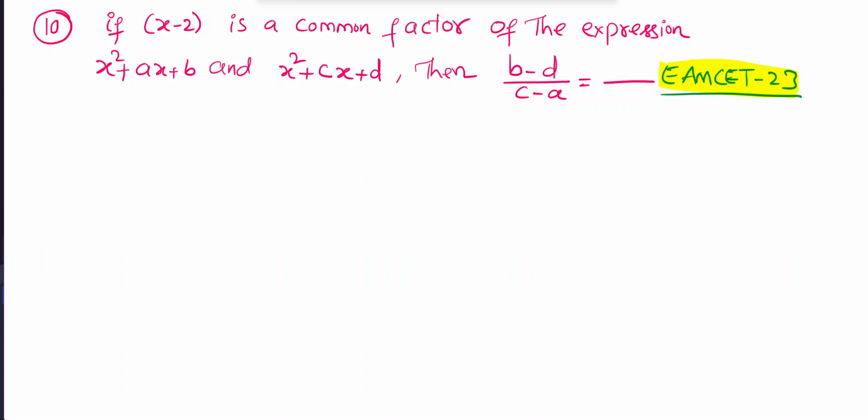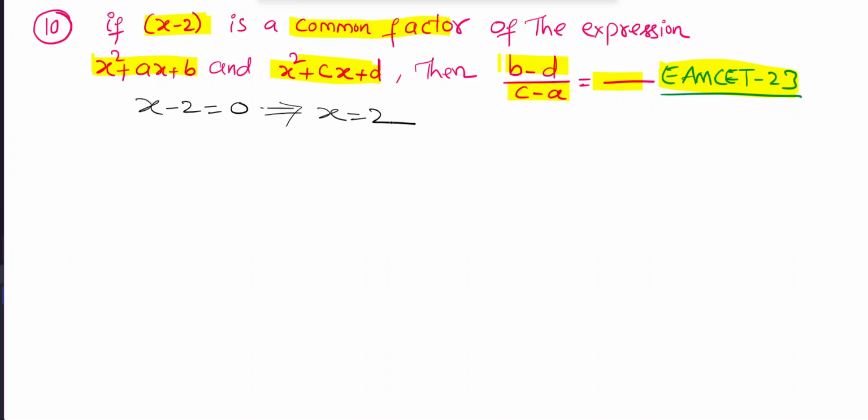This is the 10th question from Eapcet 23. Here it is given that x minus 2 is a common factor of the expressions x square plus ax plus b and x square plus cx plus d. Then the value of b minus d by c minus a is dash. This is the question. Here x minus 2 is a common factor, that means x minus 2 is equal to 0. So from this x is equal to 2.